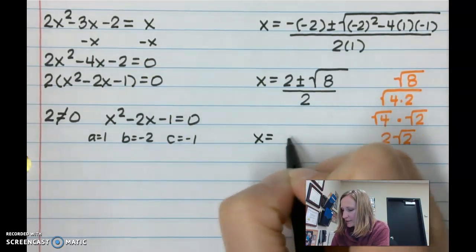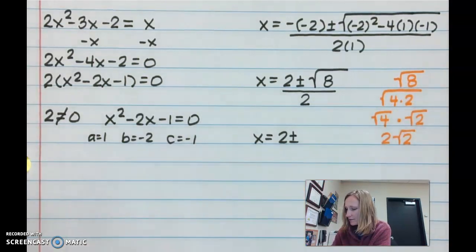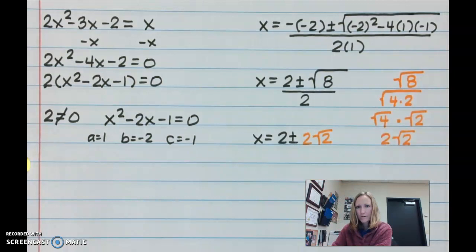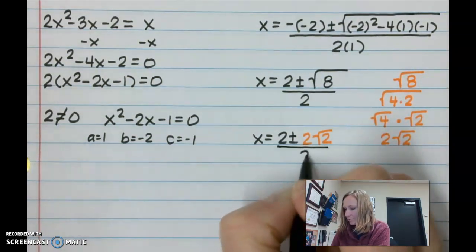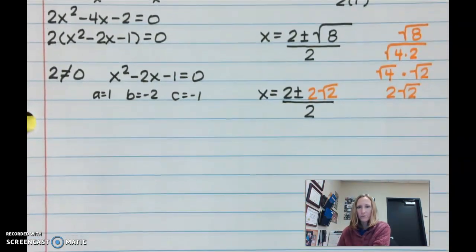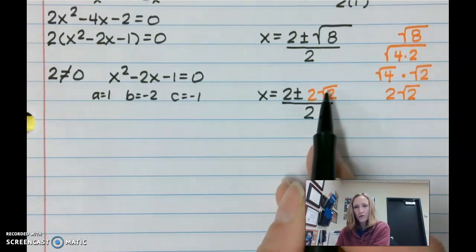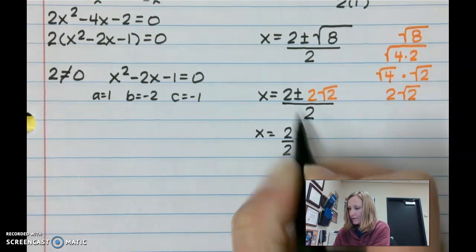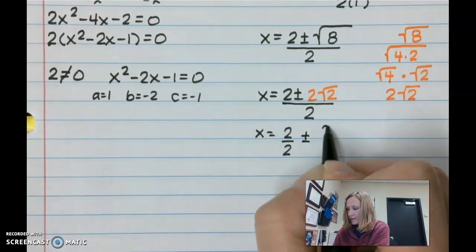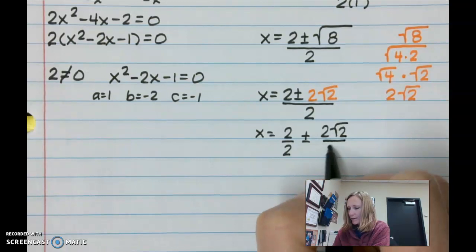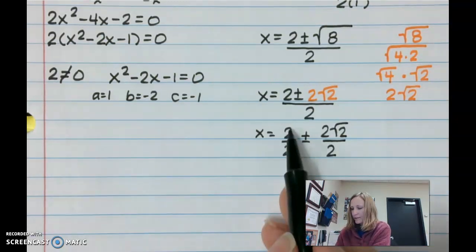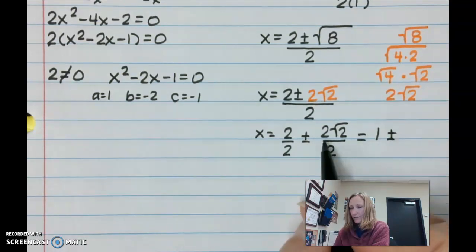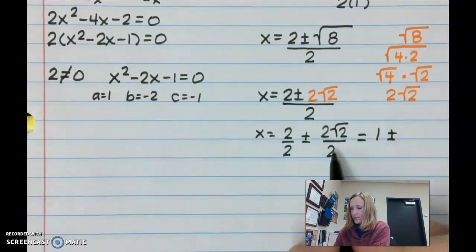So if we rewrote this as 2 plus or minus 2 radical 2 over 2, then we could do something to make this just a little bit simpler, since each of these terms could be divided by 2. So if we distributed that division, so take the 2 and divide it by 2, and then take 2 times radical 2 and divide it by 2, we can see then that 2 divided by 2 gives us 1, plus or minus 2 times radical 2 divided by 2.